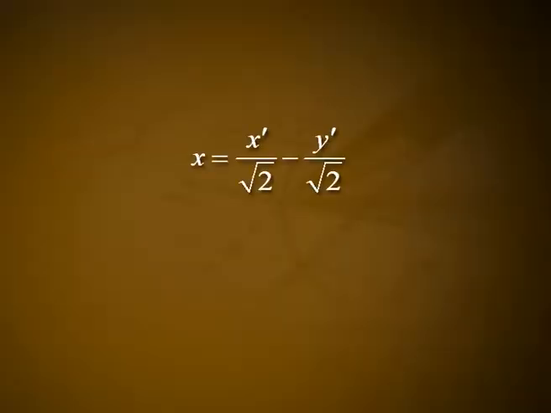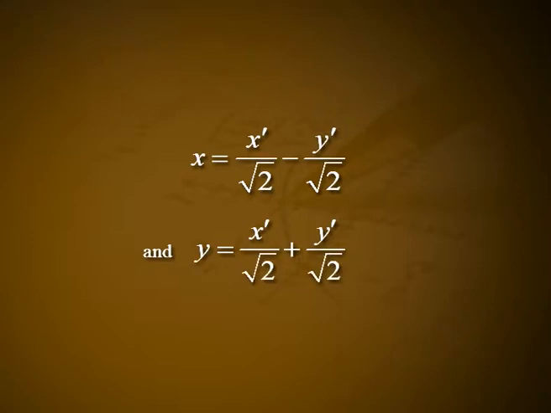Find the equation of the curve x² − xy + y² − 6 = 0 in x′y′ coordinates. Solution. Substituting sin θ = sin 45° = 1/√2 and cos θ = cos 45° = 1/√2 yields the rotation equations x = x′/√2 − y′/√2 and y = x′/√2 + y′/√2.